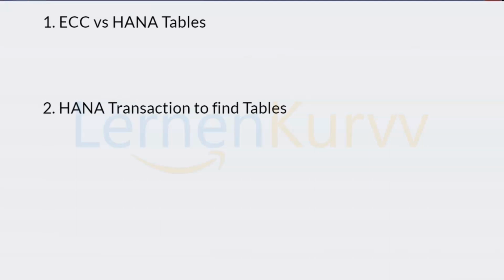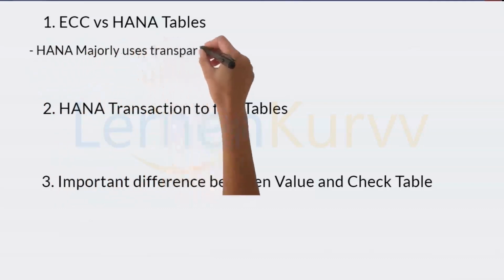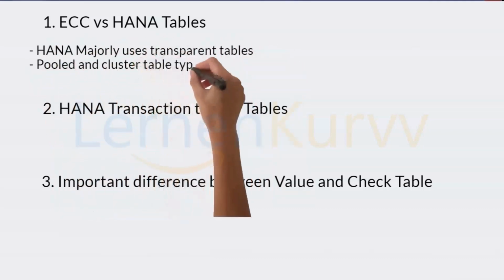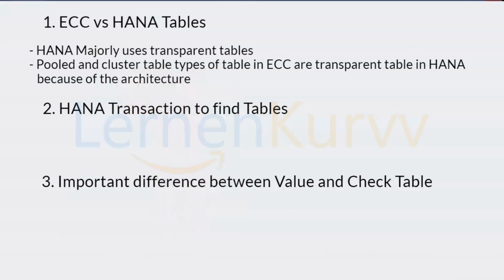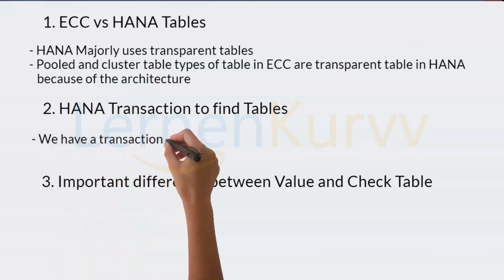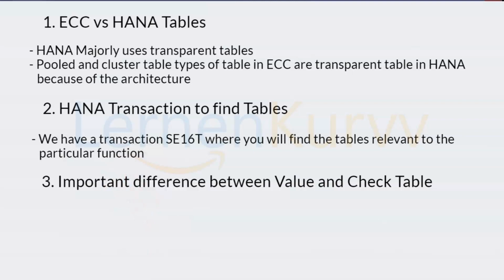Let's get on to the next topic, in which we can see ECC tables versus HANA tables, and HANA transactions to find tables. An important difference is between value and check table; during a transaction, we'll see how it works. HANA majorly uses transparent tables. Pooled and cluster tables of ECC are also termed as transparent in HANA, because of the architecture. And coming to HANA transactions to find tables, we have a transaction SE16T, where you will find the tables relevant to the particular function. The important difference we're talking about is value table and check table.